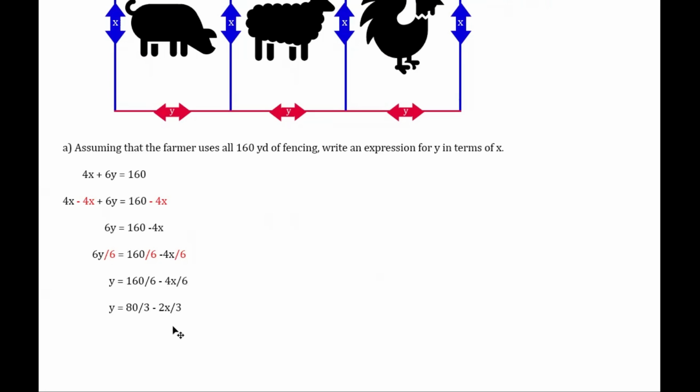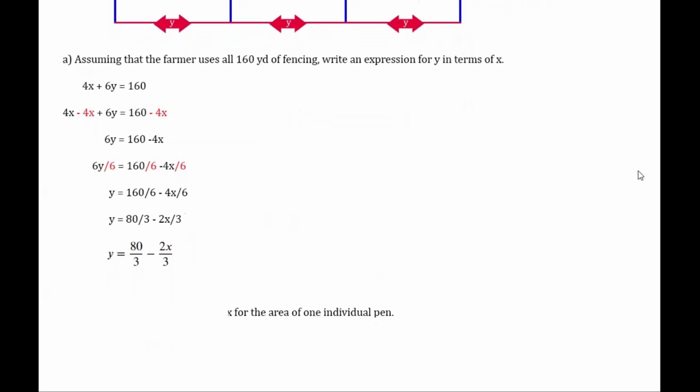And this probably looks a little bit gross written this way. So I'm going to write it like you would normally see it with stacked fractions. So writing an expression for y in terms of x, we get 80 over 3 minus 2x over 3. Technically, you could write that as one big fraction if you wanted to: 80 minus 2x over 3. I'll probably do that later on. But for now, we're going to call part A good. That's it. So let's move on to part B.